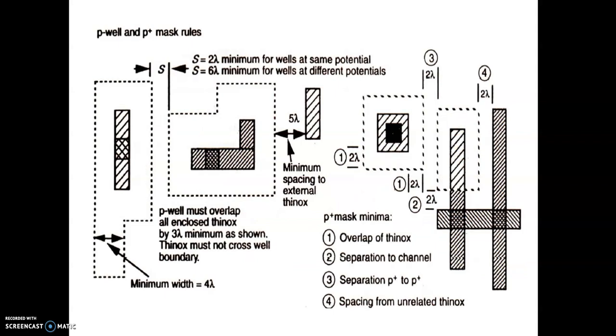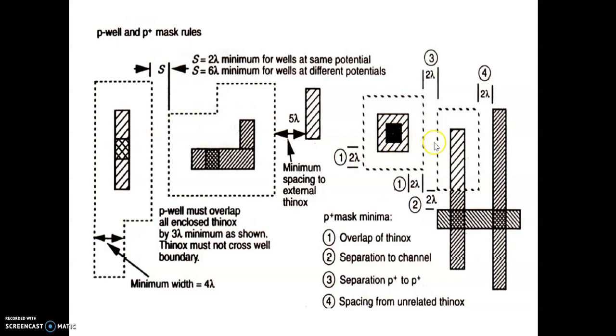So, if we have two wells, this is one P well and this is one P well. If the two wells are connected to the same voltage or VDD, then the minimum spacing has to be 2 lambda, else the spacing has to be 6 lambda. This is for a P mask.